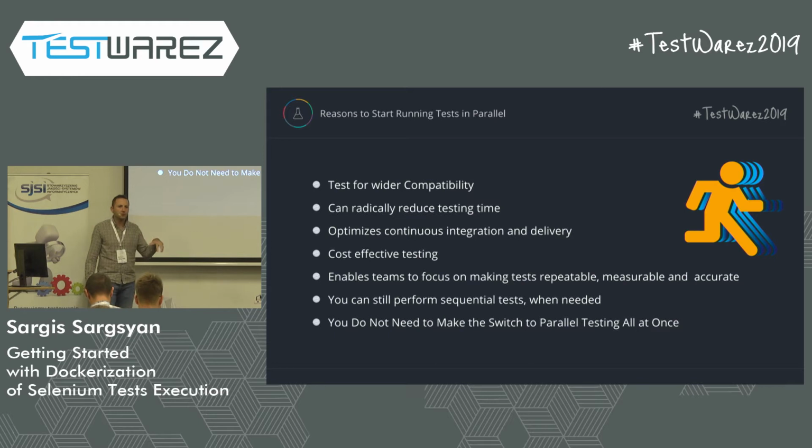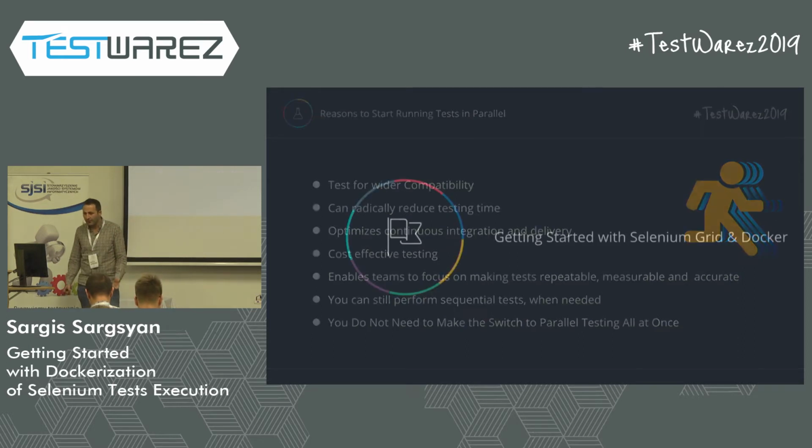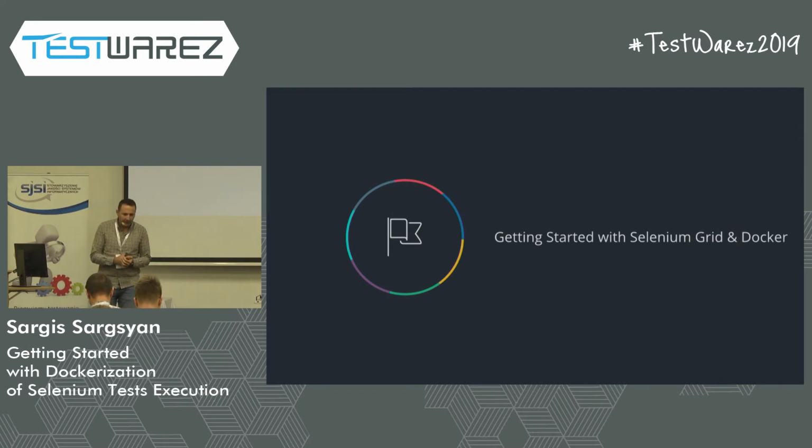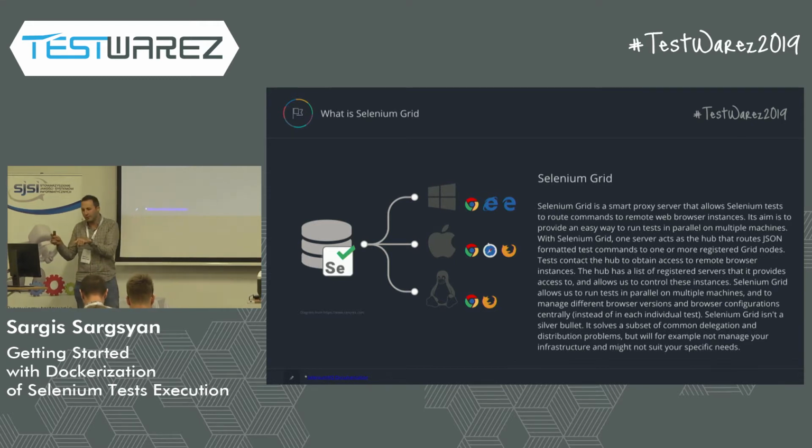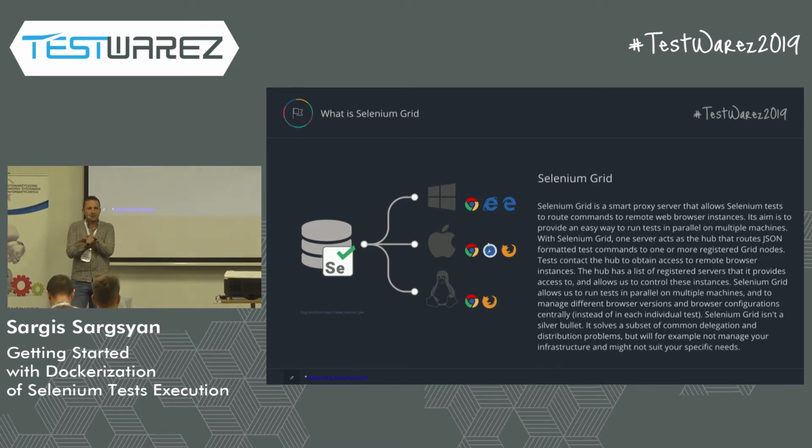So let's go through the steps that I took in my previous experience, how we did parallelization with Docker. First of all, let's start with information about the Selenium Grid. Do you know what Selenium Grid is? Yeah, mostly. There is a long text. You don't need to read it. It's just for information. Later you will get the slides, and there is a link. If it's not enough, you can go to the documentation link and read about it. So basically, Selenium Grid is a smart proxy server which routes commands to remote web browser instances. This is in one sentence.